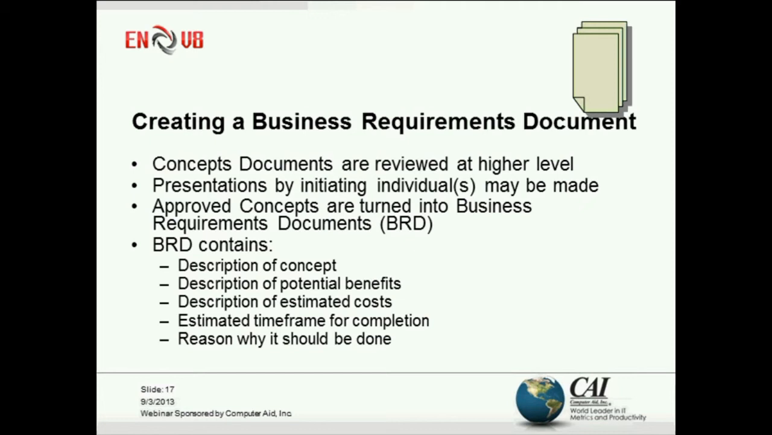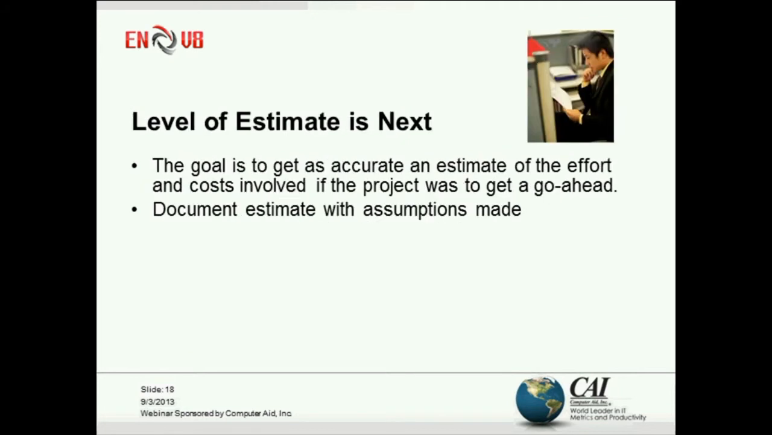So once you're doing that, the idea then is to review it and put together some kind of level of estimate. Now, level of estimate is trying to provide the details, the numbers that people need to actually review the concept, the business requirement, and decide whether or not to turn it into a project. Okay, so what we say here, the goal of a level of estimate is to get as accurate an estimate of the effort and cost involved if the project was to get a go-ahead.